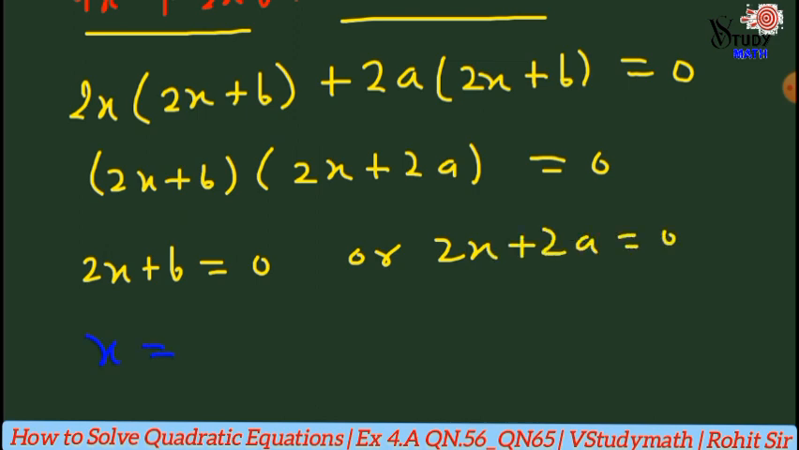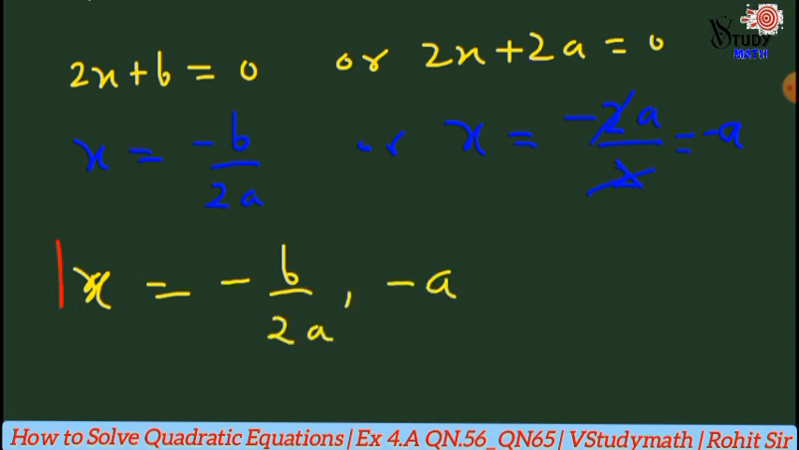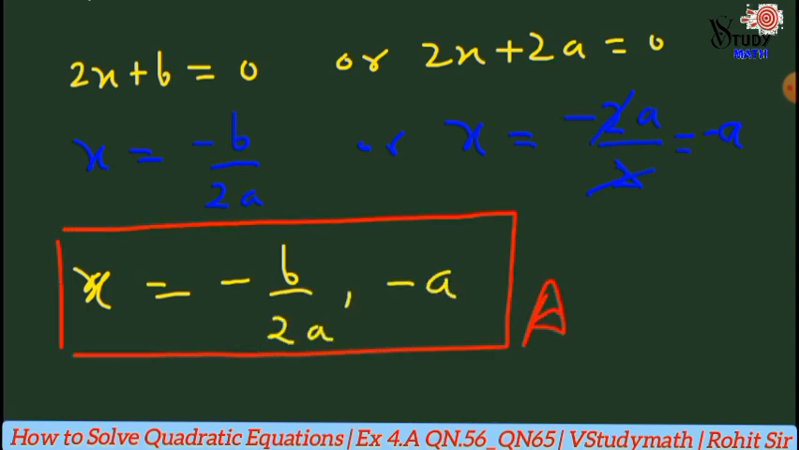Now x is equal to negative b upon 2a, or x is equal to negative 2a by 2. This 2 cancels this 2, then we have negative a. So the final answer of this question is x is equal to negative b upon 2a, and negative a. I hope you understand this question, and it is a very important question for the CBSE board exam.